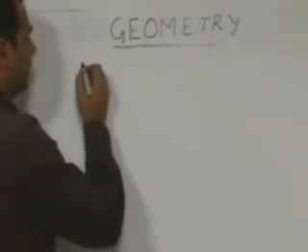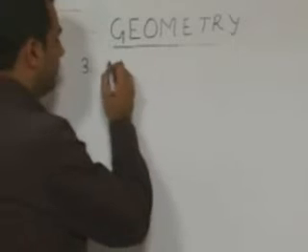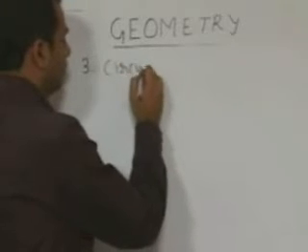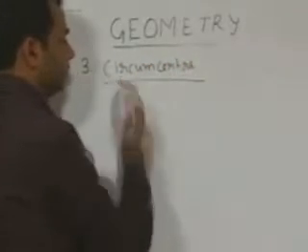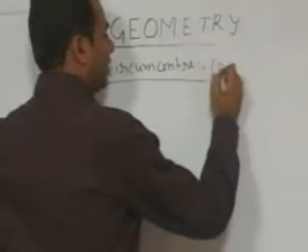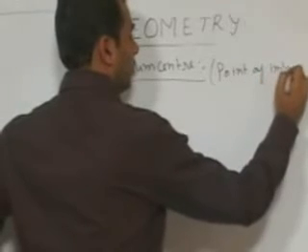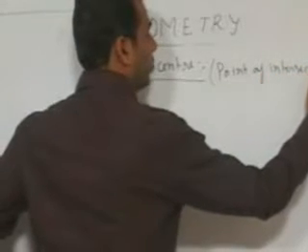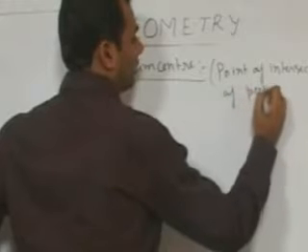Next thing is circumcenter. Circumcenter is basically the point of intersection of perpendicular bisectors.